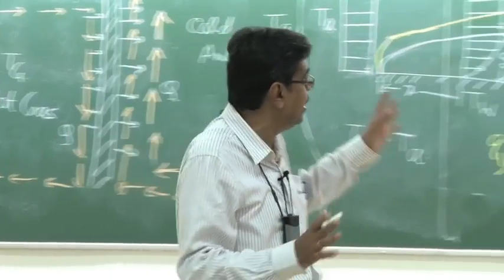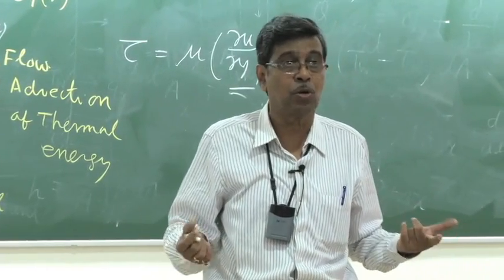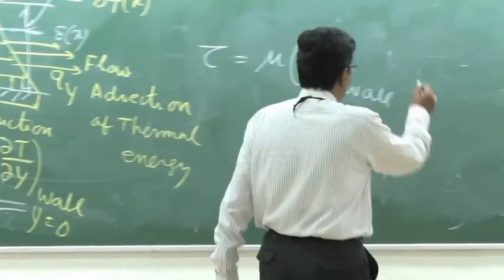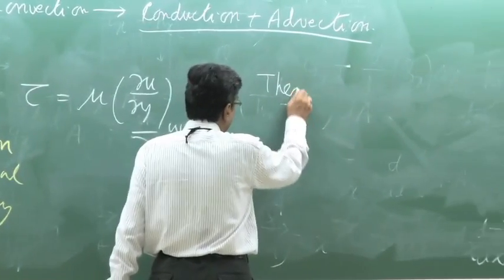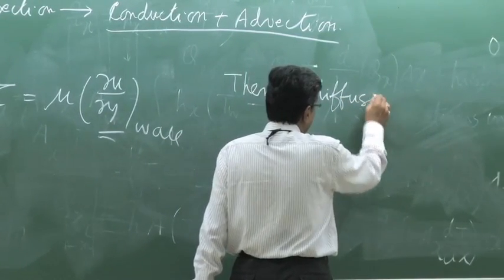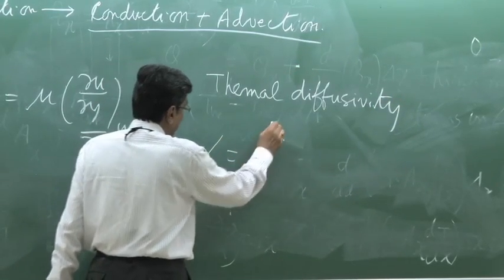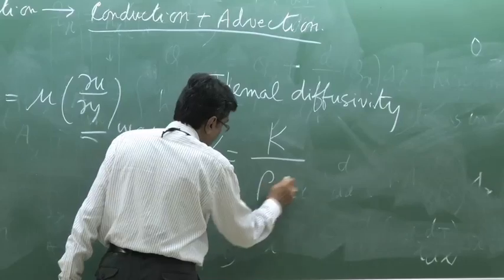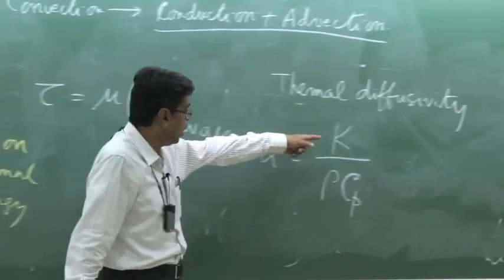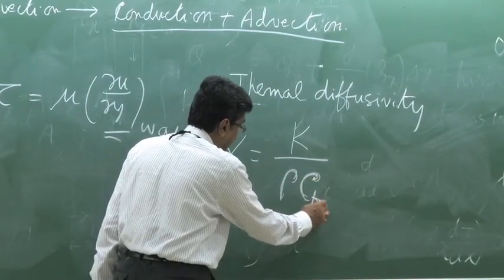So up to this is the introduction to convection, but again I will come back at the beginning of the convection course in more detail to give you the physical concept of convection. But before I end, I tell you one property known as thermal diffusivity. Thermal diffusivity alpha is defined as k by rho Cp, where k is the thermal conductivity, rho is the density, and Cp is the specific heat at constant pressure.